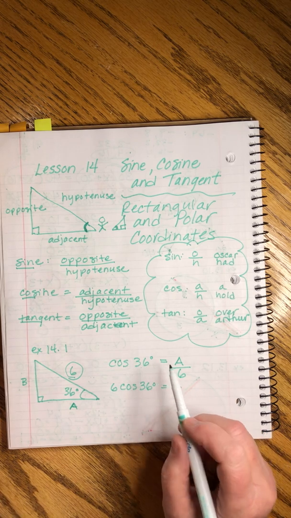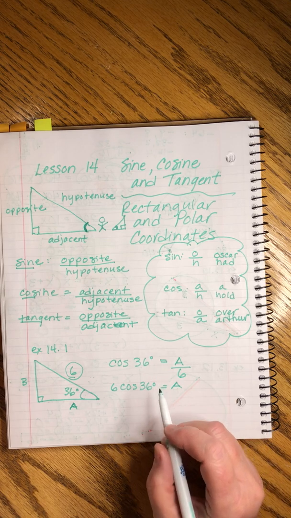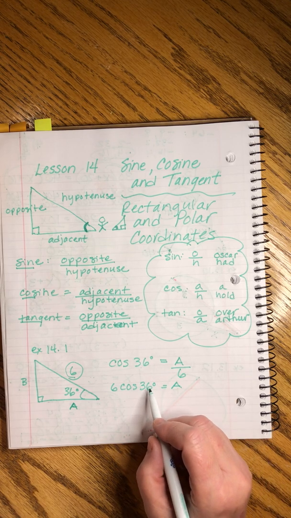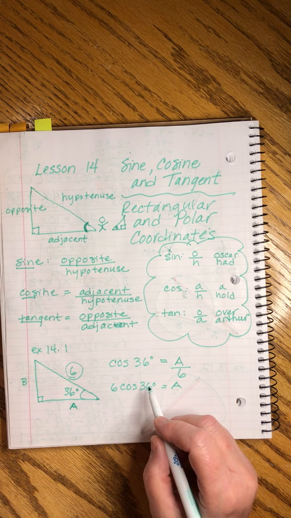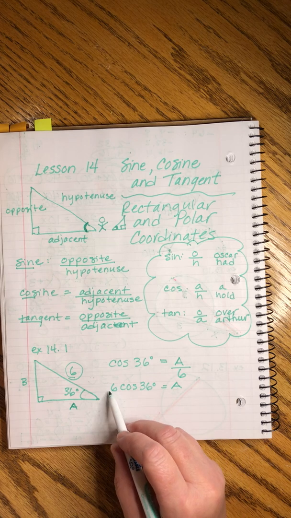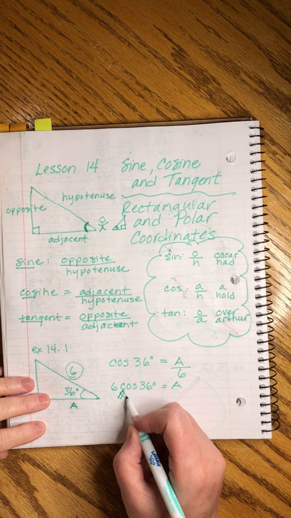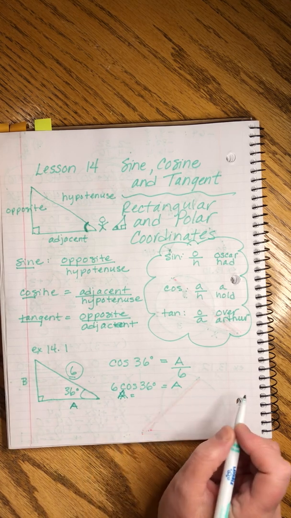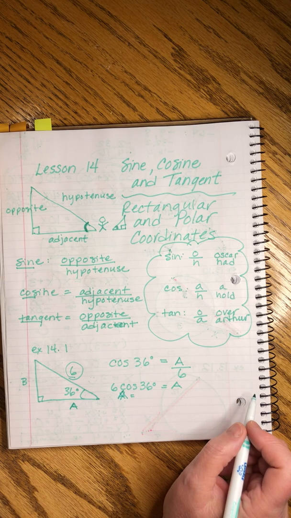Now I'm ready to enter it into my calculator, and here's what I want you to do. I want you to enter 36, then hit cosine, and then I think you have to hit equals too, right? And then times 6. And the answer you should get, whoops, A equals 4.854.